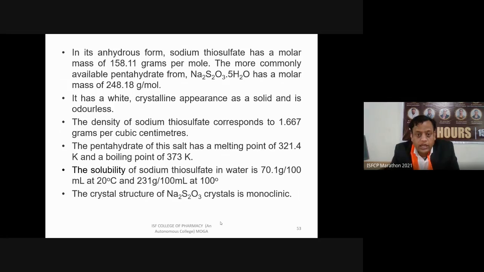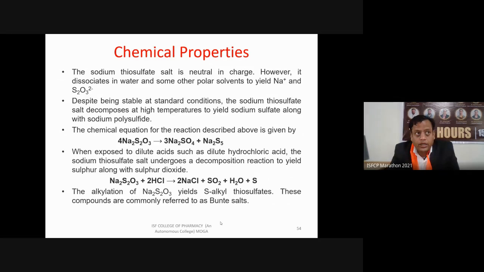The density of sodium thiosulfate is 1.667 grams per cubic centimeter. The pentahydrate of this salt has a melting point of 321.4 Kelvin and a boiling point of 373 Kelvin. The solubility of sodium thiosulfate in water is 70.1 grams per 100 ml at 20 degrees centigrade and 231 grams per 100 ml at 100 degrees centigrade. The crystal structure of sodium thiosulfate is monoclinic.